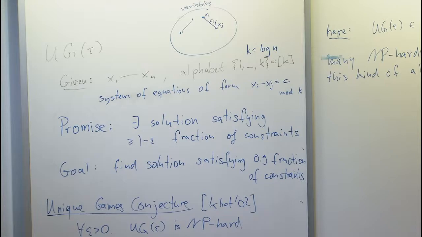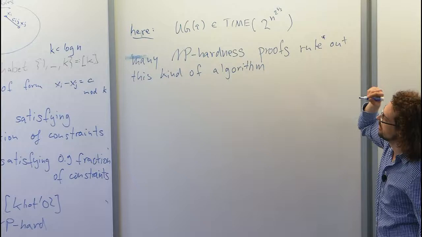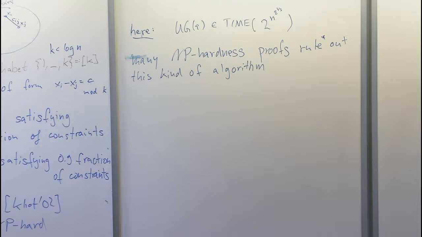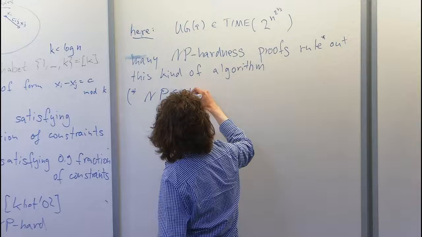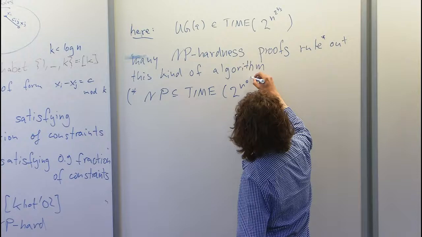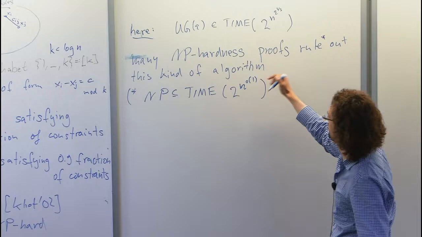Do you say that people have proved hardness results for the values of epsilon for which you can do it? This is under some assumption. Yes, the assumption is that NP is not a subset of that, so you can't have this kind of algorithm for NP problems.